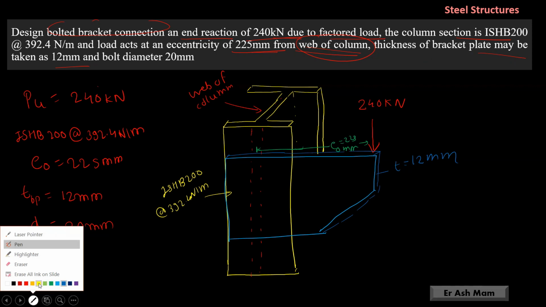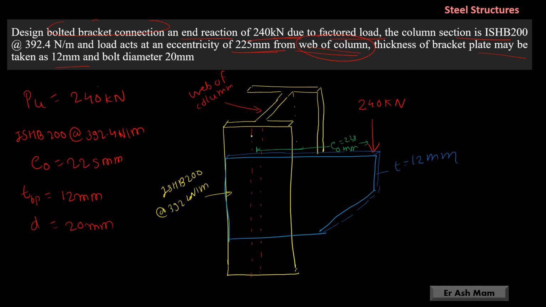We have to find the number of bolts. We have to design the bracket bolted connection. It means number of bolts required, strength of bolt, etc. Okay, so let's get started. This is the given data.